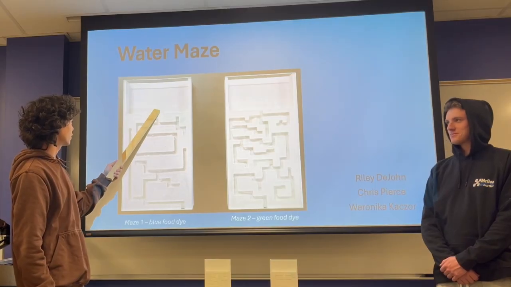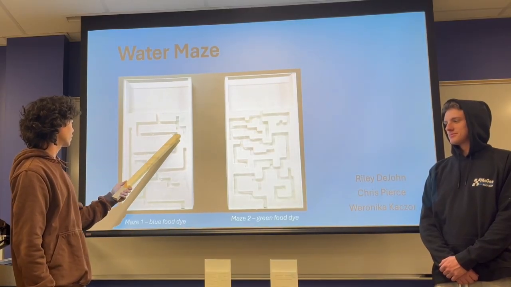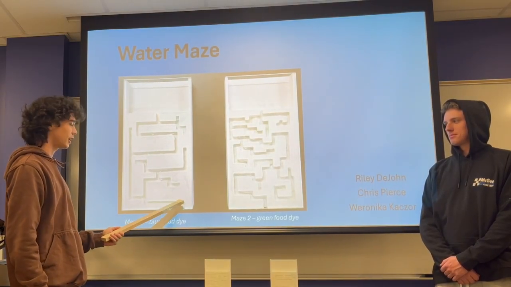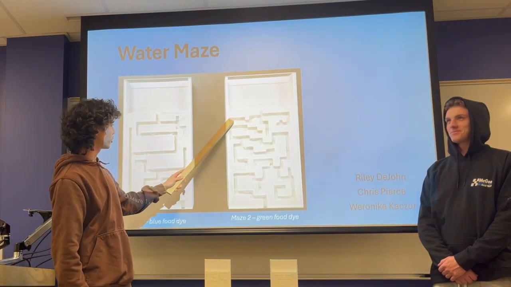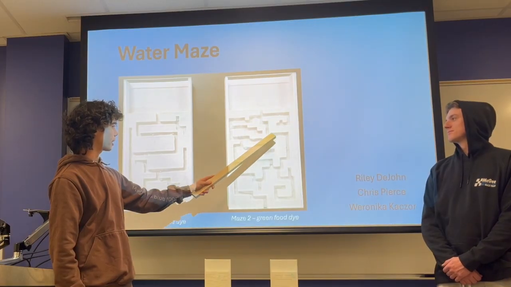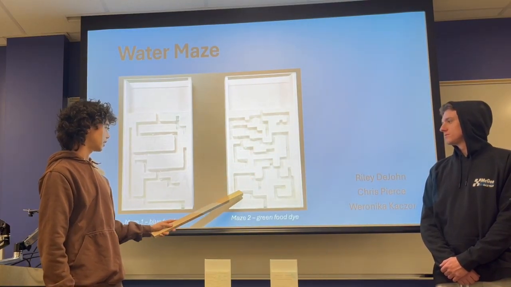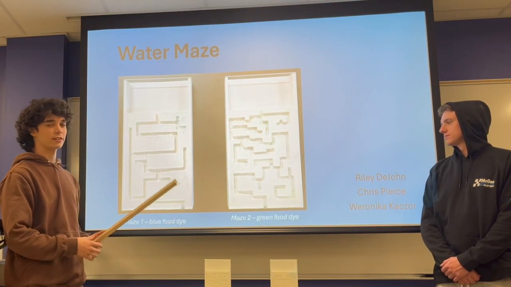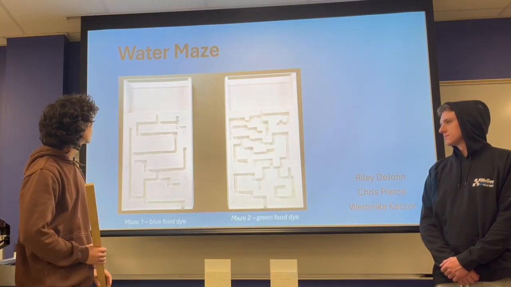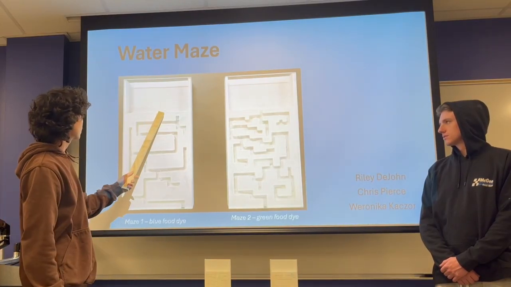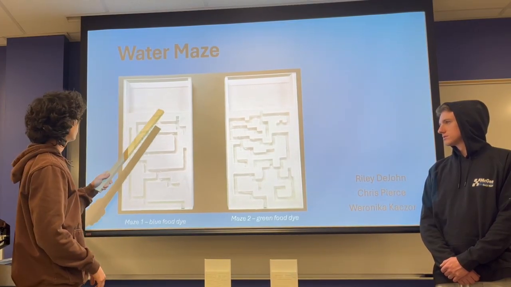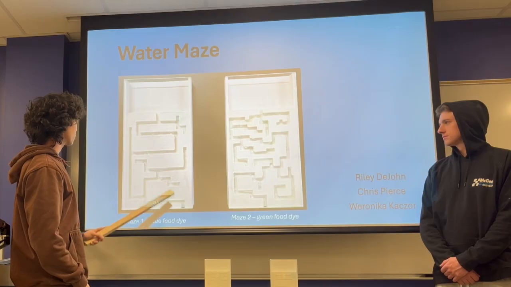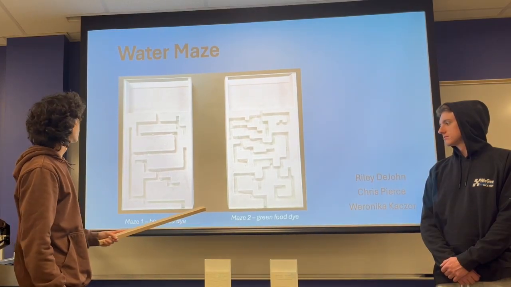This one obviously with a more simple path, kind of just around and out the bottom right side. This one much more intricate with plenty of wrong paths for the water to take and get stuck in the crevices. But we plugged this end here with a paper like this and then dumped colored food dye. This one was blue and this one was green in the trials.